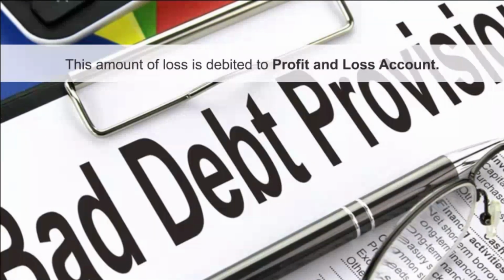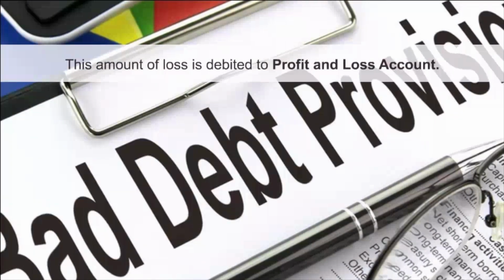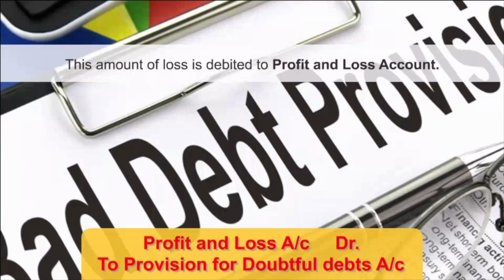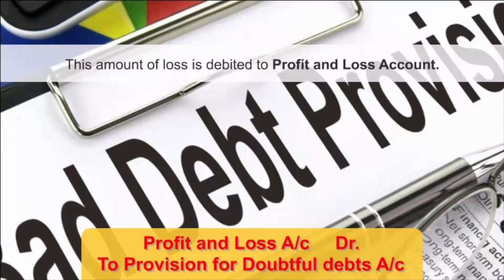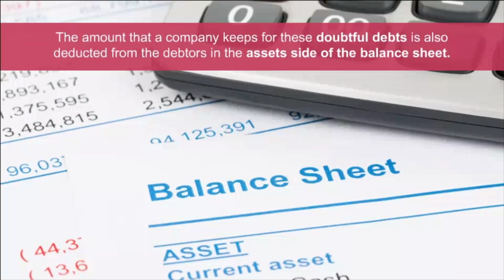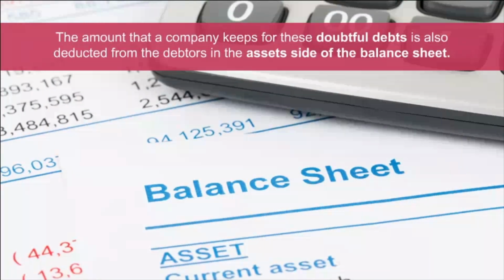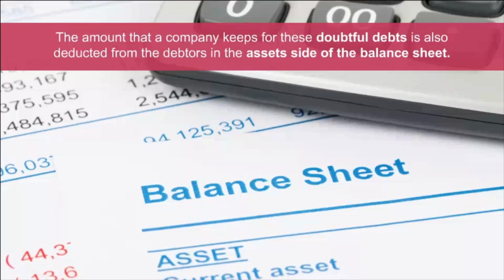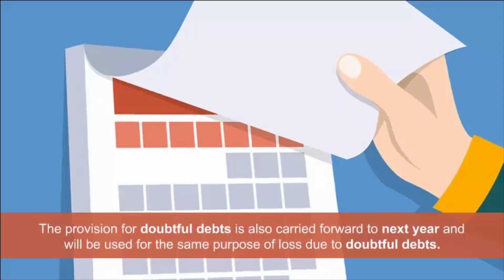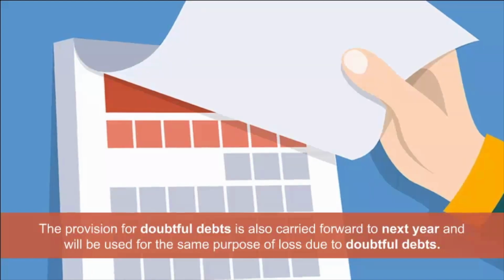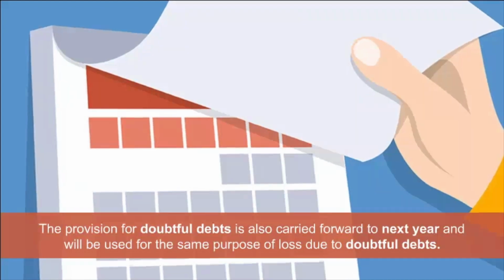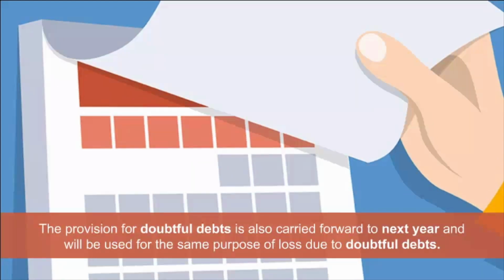This amount of loss is debited to profit and loss account. Profit and loss account is debited to provision for doubtful debts account. The amount that a company keeps for these doubtful debts is also deducted from the debtors on the assets side of the balance sheet. The provision for doubtful debts is also carried forward to next year and will be used for the same purpose of loss due to doubtful debts.